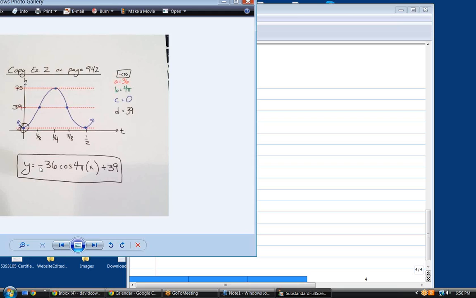That's a reflection over the x-axis. If I put that x in front of the cosine here, it's a reflection over the y-axis if I put a negative in front of that x.